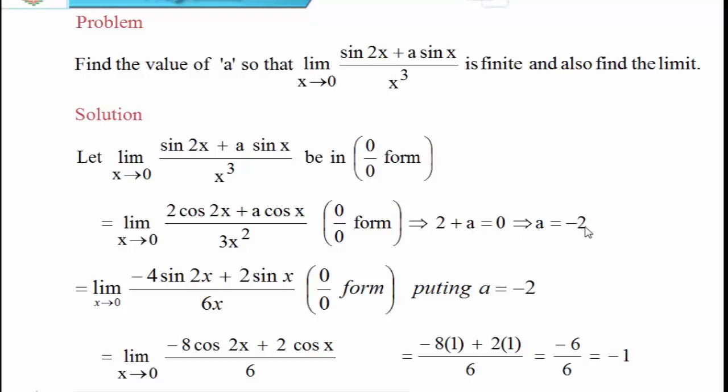Now we have to substitute a equal to minus 2 in this equation, and again apply L'Hospital rule. So the derivative of the numerator is minus 4 sin 2x plus 2 cos 2x sin x, and the derivative of the denominator will be 6x.